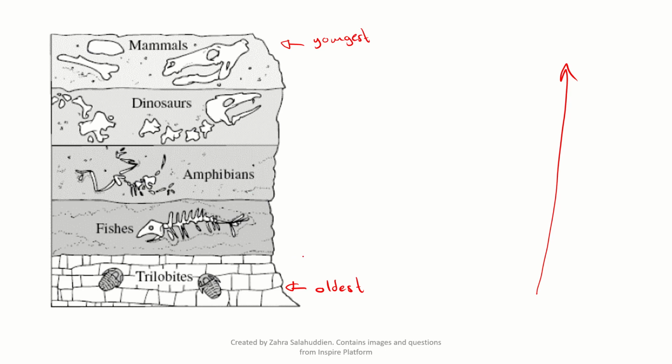So if we look at this example, we can see there's a fish over here. A fish tells me that at this point, the environment was covered with water. Then I find an amphibian. An amphibian is a kind of animal that lives on land and water. So I can tell that the environment is changing. There is a change happening here. It is now changing to land. Then we find dinosaurs and mammals.